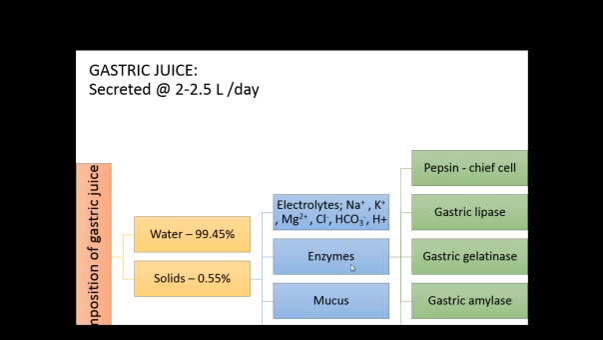And also enzymes. The enzymes are mainly pepsin secreted from chief cells, gastric lipase, gastric gelatinase, and gastric amylase. One of the important enzymes secreted in the gastric juice is lysozyme, which acts as a bactericidal. Other things secreted in the gastric juice are mucus and intrinsic factor from parietal cells.